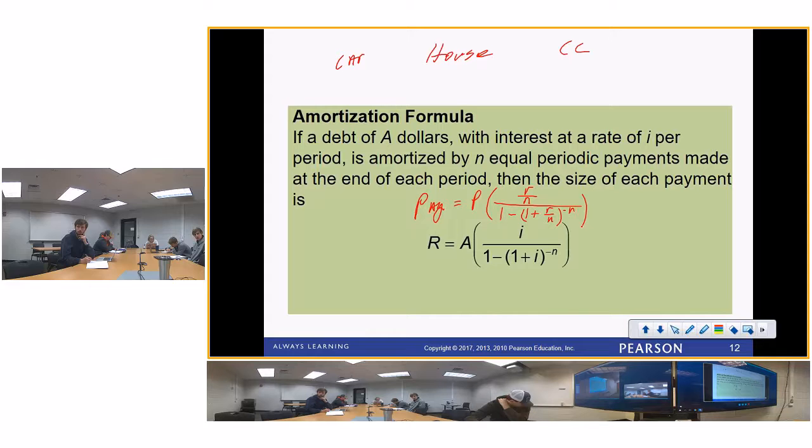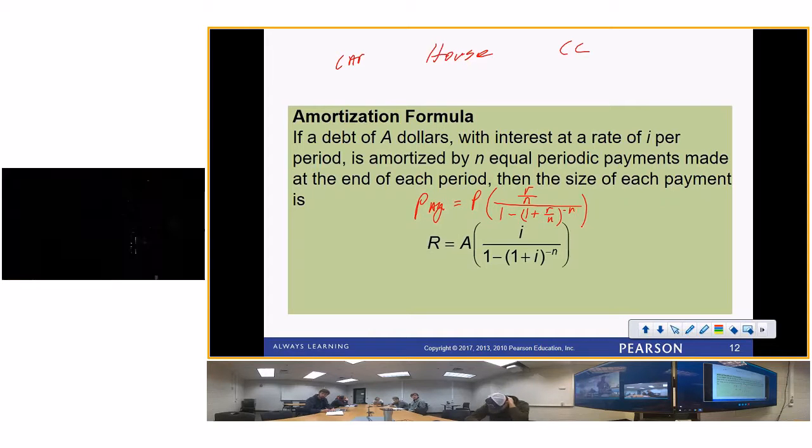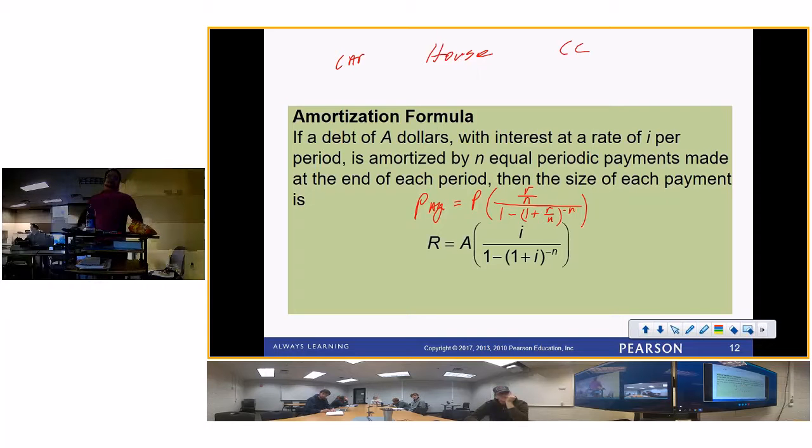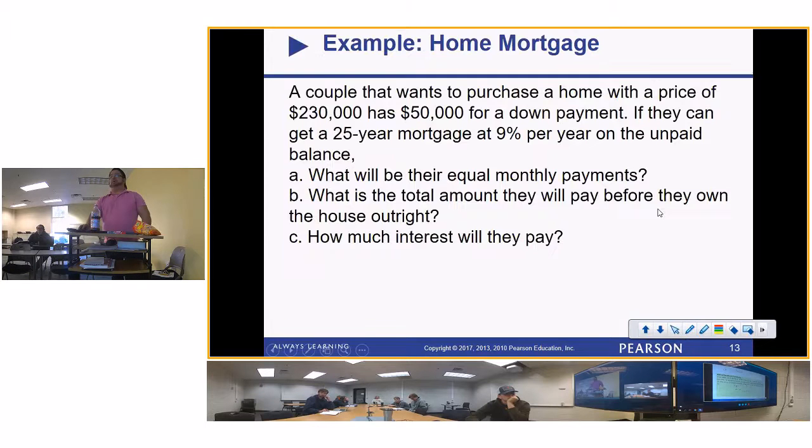Now I want you to make very good notes on this problem, because is this something that you might need in the real world? Yes. So I don't care how you write it down. You could pull this up on Google and put it on an index card or something, because whenever you go buy a car, buy a house, or get a credit card, you'll see how much you're really paying. So let me get into an example right quick.